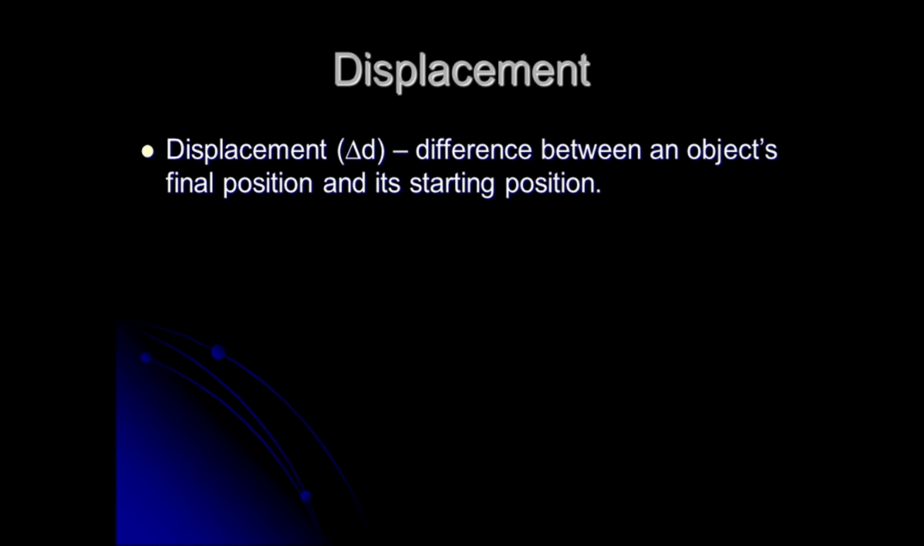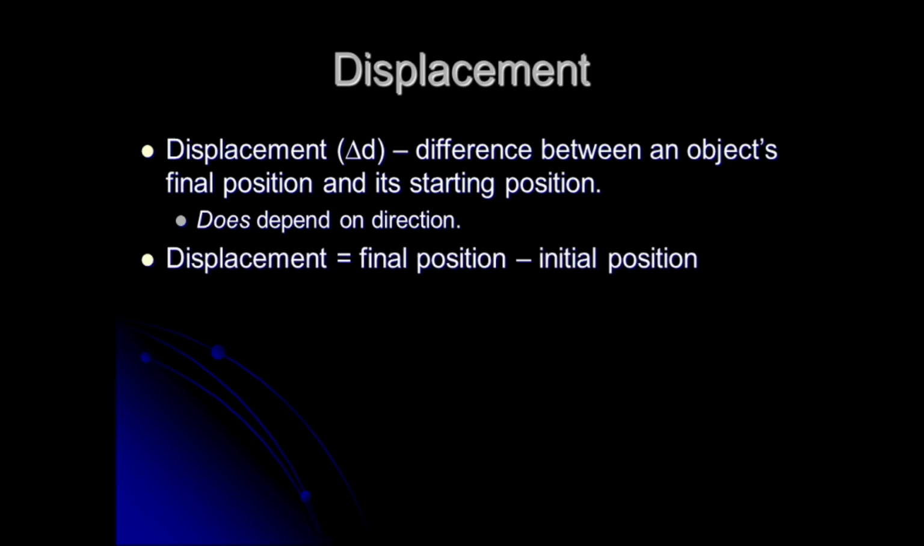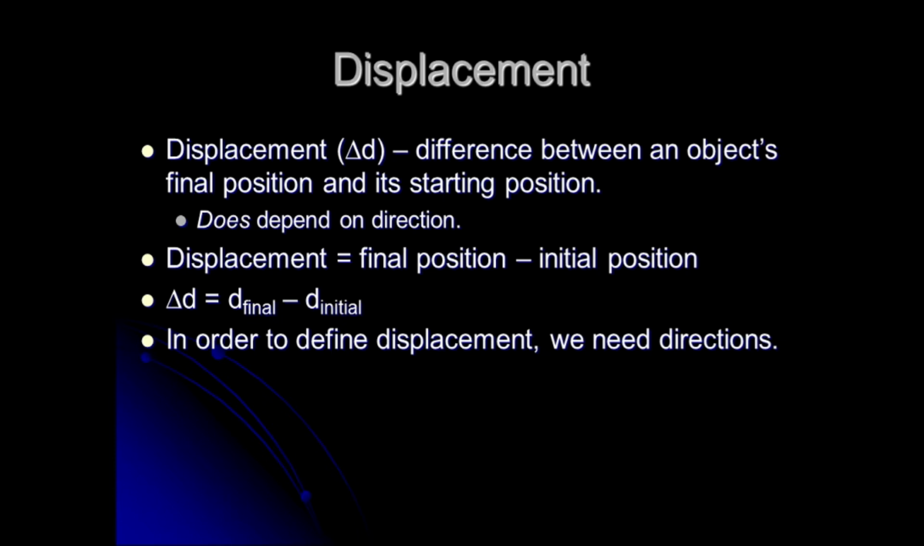Now what is displacement? Displacement refers to the difference between an object's final position and its starting point. So it does depend on direction. So this is the formula. Displacement equals final position minus initial position. In order to define displacement, we need direction.